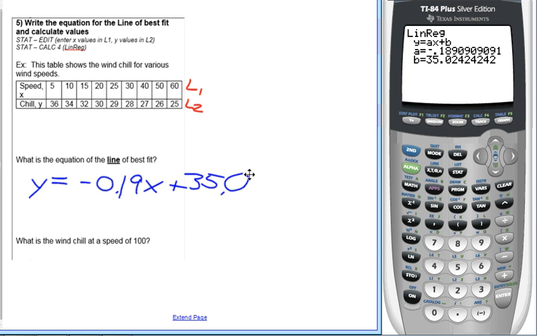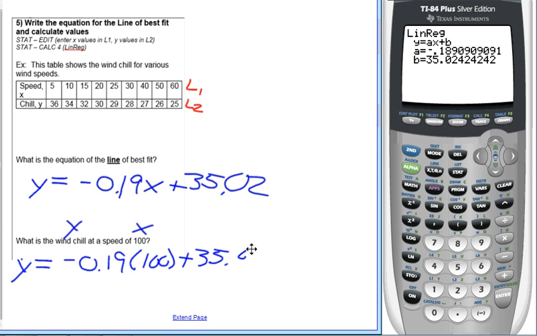35.02. Now my next question, what's the wind chill at a speed of 100? Well, wind chill was Y and speed was X. So it's giving me an X and it wants a Y. So you're going to substitute that 100 for X. So I've got negative 0.19 times 100 plus 35.02. And when I substitute that, what I end up getting is 16.02.